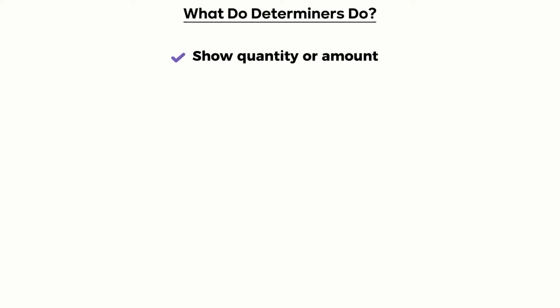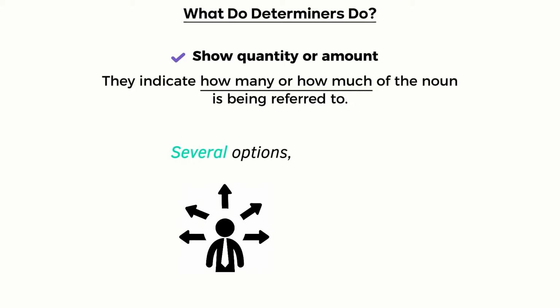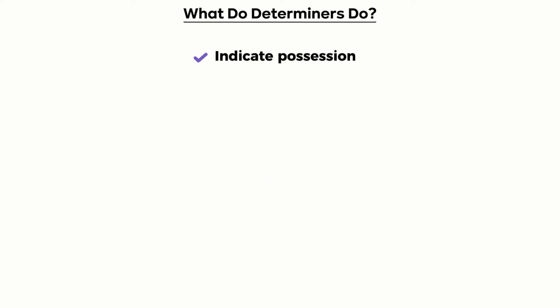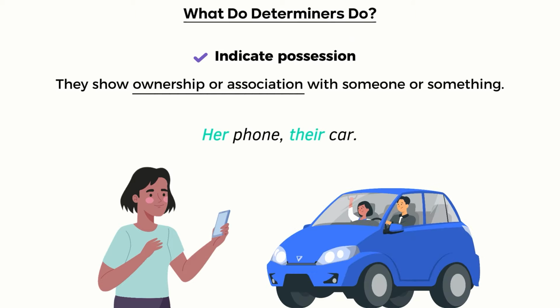Show quantity or amount. They indicate how many or how much of the noun is being referred to. Examples of this are several options, some water. Indicate possession. They show ownership or association with someone or something. Examples of indicating possession: her phone, their car.